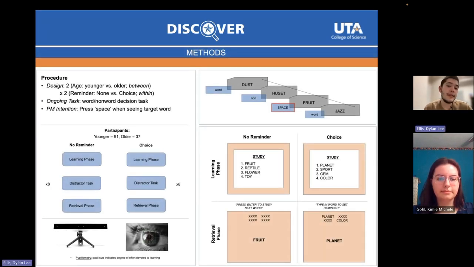So we have participants go through an ongoing task in which they have to decide whether letter strings are words or not words. Embedded in this task are our prospective memory words. They have to indicate that the word they're looking at is one they studied by pressing the space bar. And we have two different blocks.